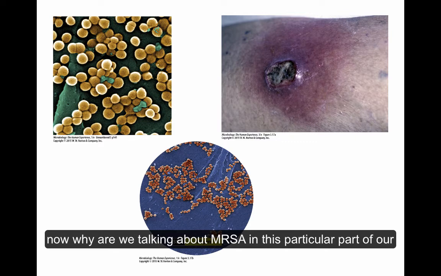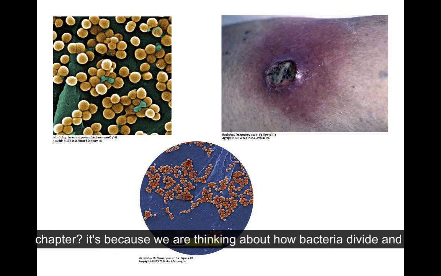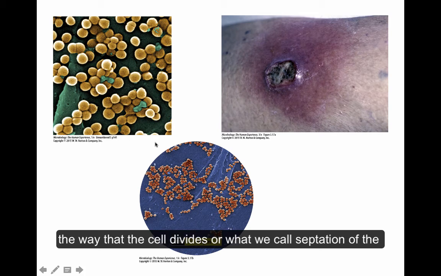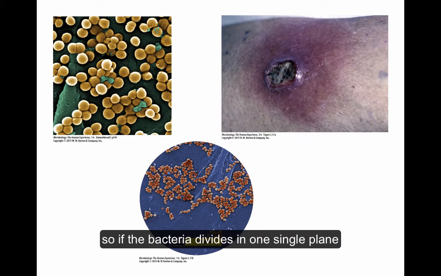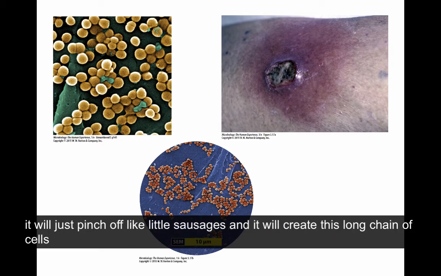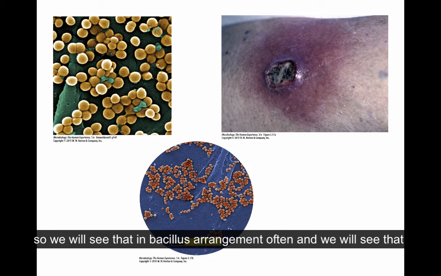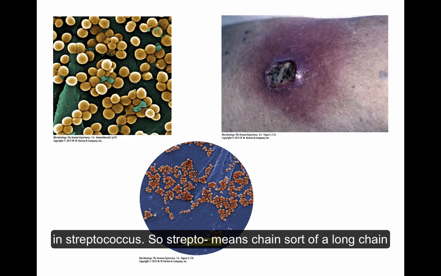Now, why are we talking about MRSA in this particular part of our chapter? It's because we're thinking about how bacteria divide. And the way that the cell divides, or what we call the septation of the cells when they split into two, tells us a little bit about how they're arranged. So if the bacteria divides in one single plane, it will just pinch off like little sausages and create this long chain of cells. So we'll see that in bacillus arrangement often, and we'll see that in streptococcus. So strepto means chain, sort of a long chain.